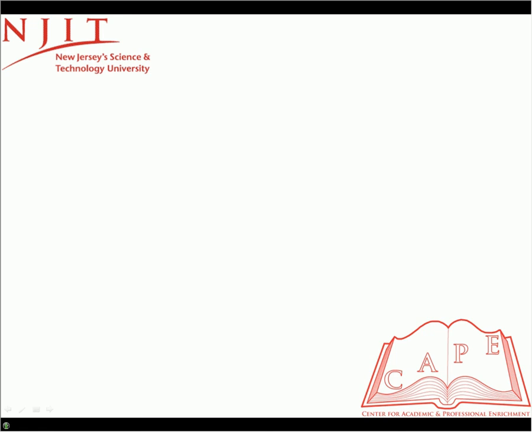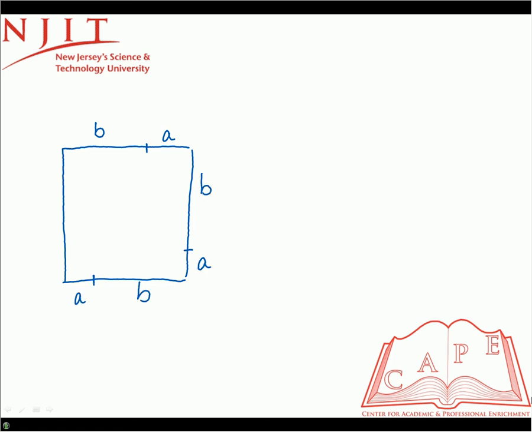So let's say we had a square. And this square, its sides were made up of two variables, a and b. So each side is composed of two segments, a and b, a, b, a, b, a, and b. Okay? So each side is composed of two segments that come together.